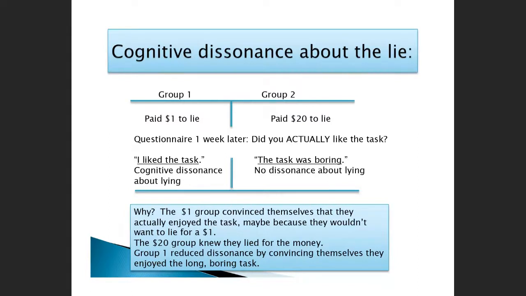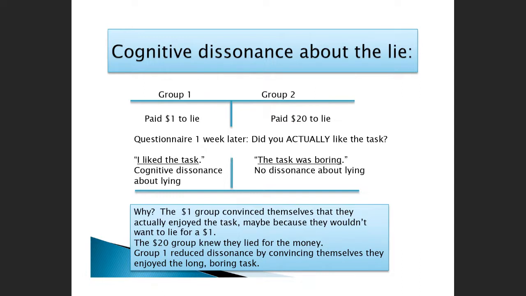The group that was paid $1 to lie were more likely to say that they liked the task. There was cognitive dissonance about lying. The $20 group, did you like the task? They said no, the task was boring. They had no dissonance about lying. So why is that? Reinforcement theory might say the $20 group was more likely to say they liked it, but in fact it was the $1 group, because the $1 group convinced themselves that they actually liked the task.